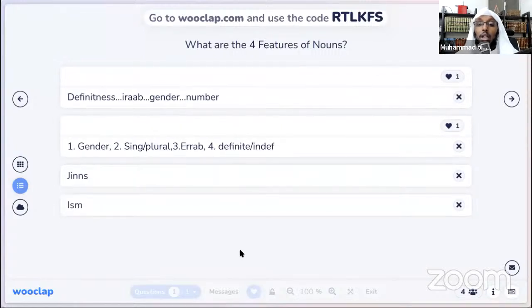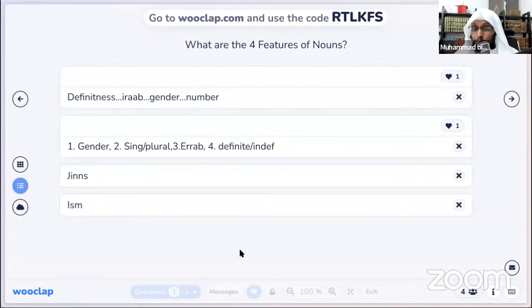Good, well done. In other words, every single noun is either male or female. It's either singular, plural, or dual. It's either marfu', mansub, or majroor. One of those 3 states of i'rab, or it could be mabni. And it's either definite or indefinite. Is that clear?